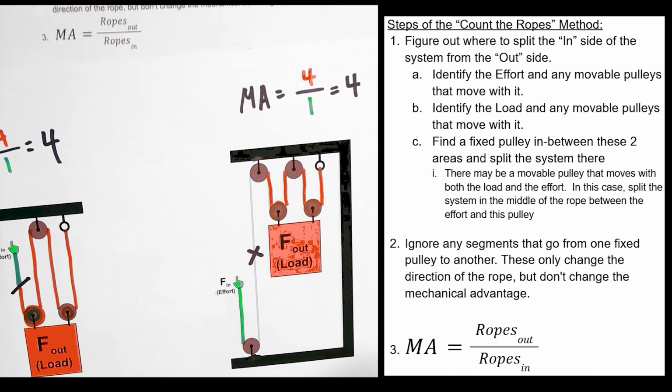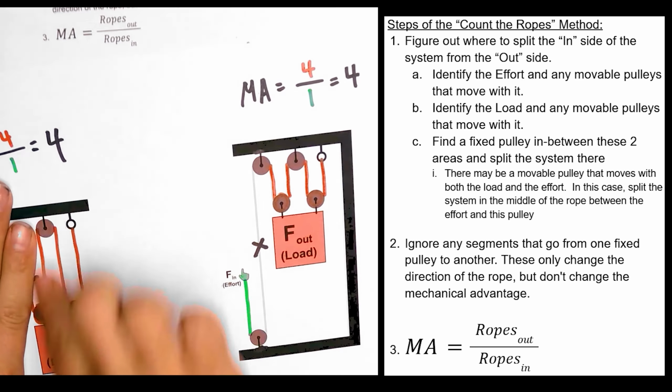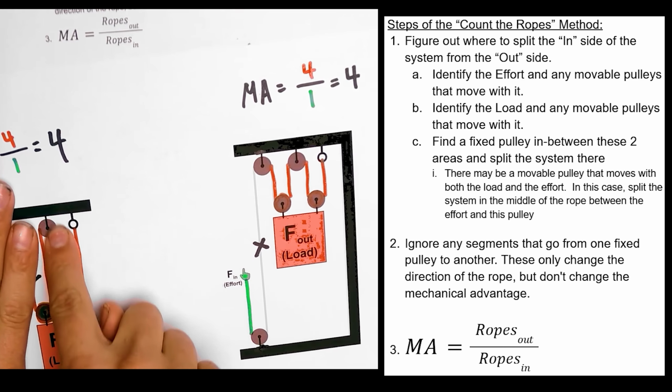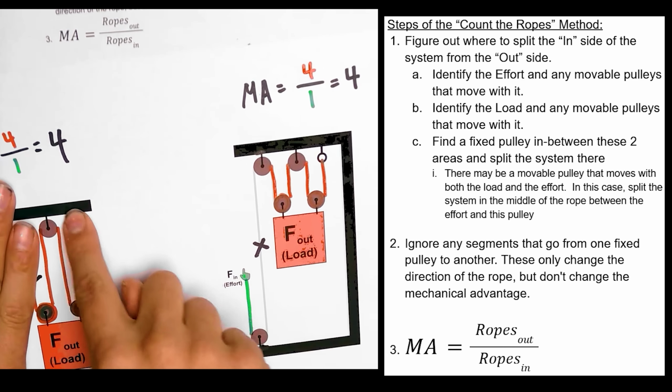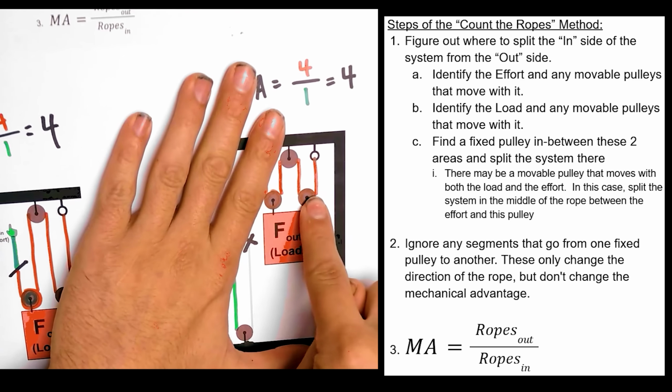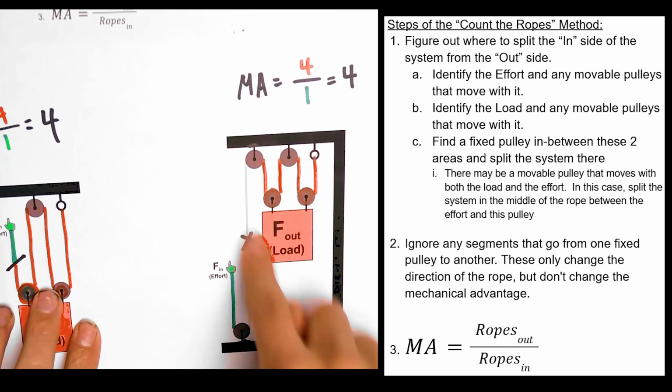So if we were to take this part here, just the load section. Got the load attached to two movable pulleys, fixed one in the middle, and then just an attachment point on the other end. Okay. Let's see. Load, two movable pulleys, fixed one in the middle, attachment point on the other end. Okay, these are kind of the same thing.